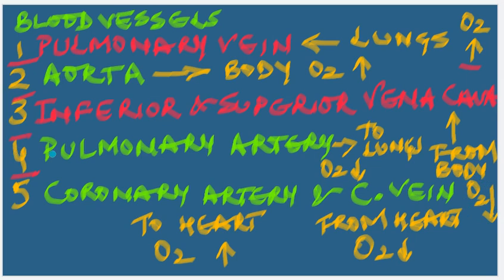Then we just finished understanding the pulmonary artery. What is the function of the pulmonary artery? Its function is to carry the blood to the lungs. How many pulmonary arteries do we have? We have got two, the left pulmonary artery and the right pulmonary artery.